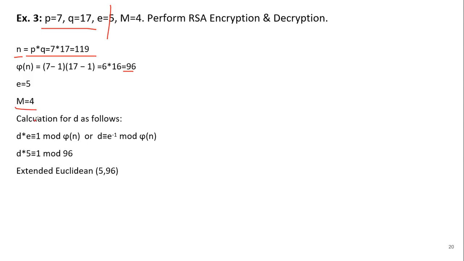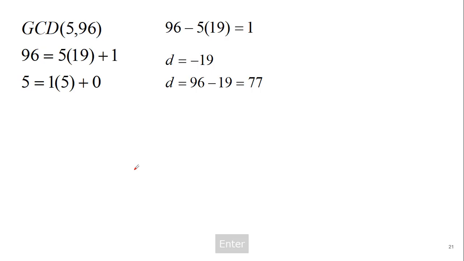After that we perform the calculation for D, that is D into E congruent to 1 mod phi of N. Here E is 5 and we need to calculate D, which is the multiplicative inverse. So we calculate this using the extended Euclidean algorithm for 5 and 96. So 96 is equal to 5 into 19, that is 95, plus 1.